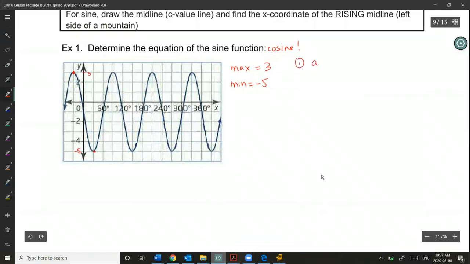So the first thing that we'll find is A, and that's max minus min over 2, which gives us 8 over 2. So we get 4. Okay, so I'm just going to write that over here and box it up. We'll need that in a couple minutes.